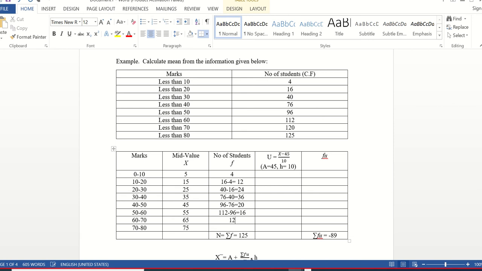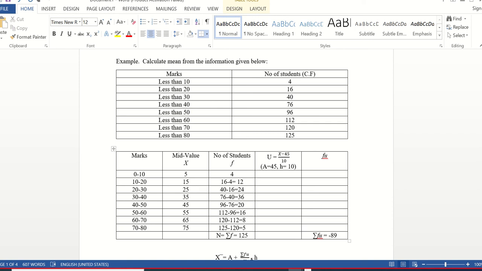Then 120 minus 112, because I want to calculate 60 to 70, right? So 120 minus 112, we got 8. And for 70 to 80, we will subtract 120 from 125. So this is 5. So this is how we have changed cumulative frequency into normal frequency, right?